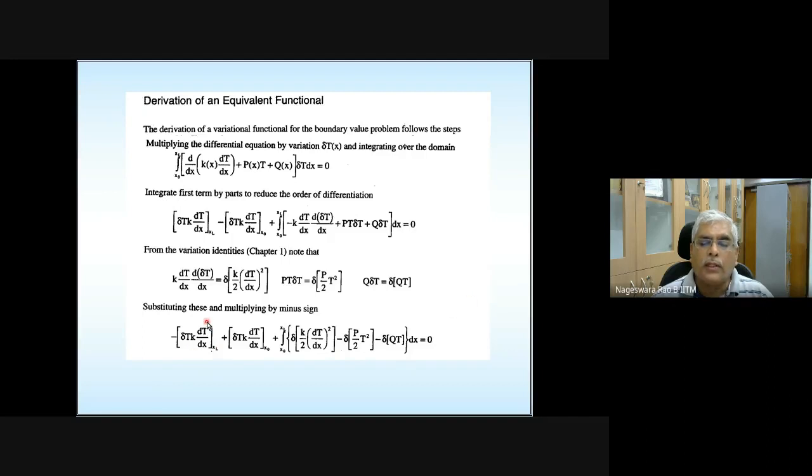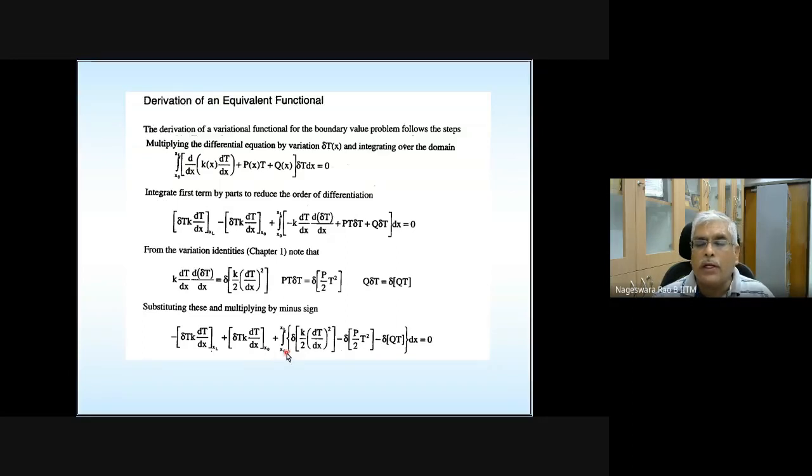So now we need to focus on these two terms. This is nothing but variation of T evaluated at x is equal to L multiplied by k times derivative of T with respect to x evaluated at x is equal to L. Similarly, here it is variation of T evaluated at x is equal to 0 multiplied by k times derivative of T with respect to x evaluated at x is equal to 0.